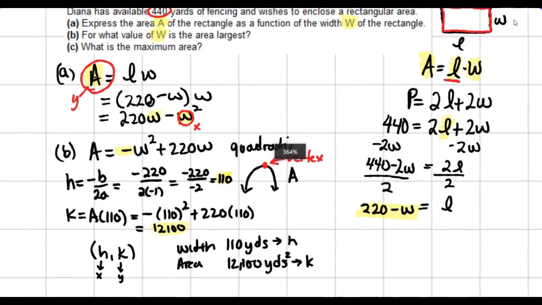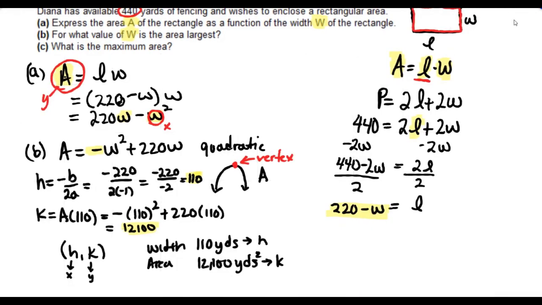So to answer the question, this is for part B and C, for what value of W is the area the largest? The area will be the largest when the width is 110 yards. And then for part C, what is the maximum area, or the largest area? The largest area will be 12,100 square yards.